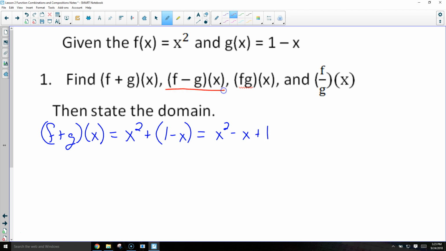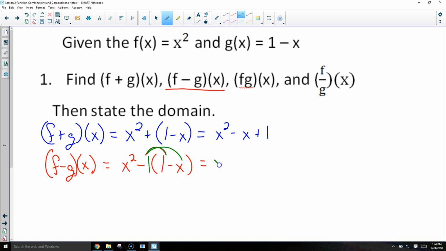It says find f minus g of x. So we just subtract them. x squared minus 1 minus x. Remember here we don't want to make a common Algebra 1 mistake. Whoops, it didn't pick up the green. We want to distribute that negative sign, like there's a negative 1 there, so we would have x squared plus x minus 1.